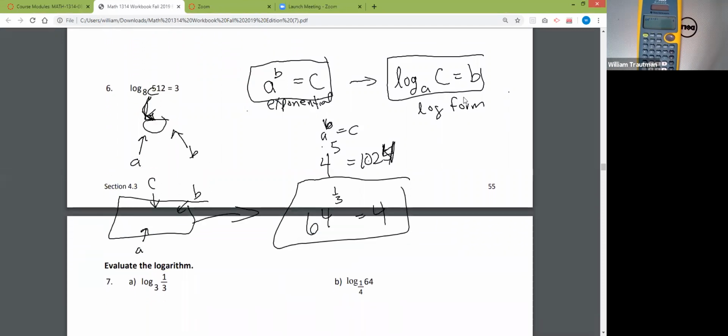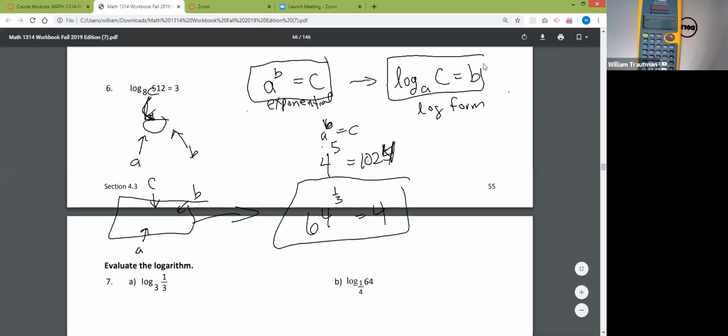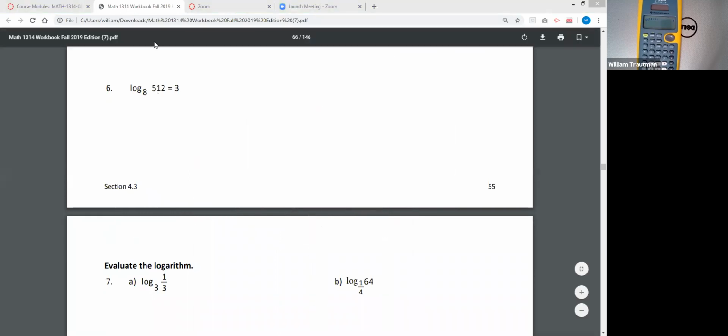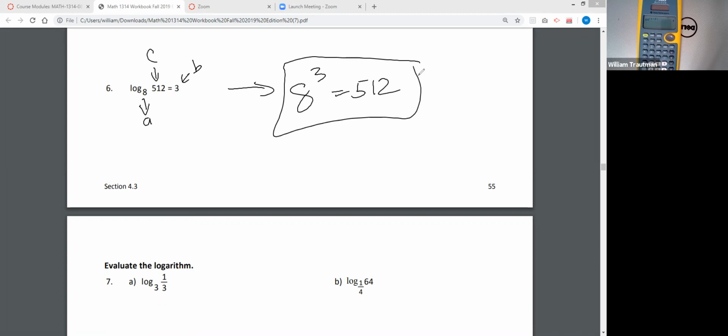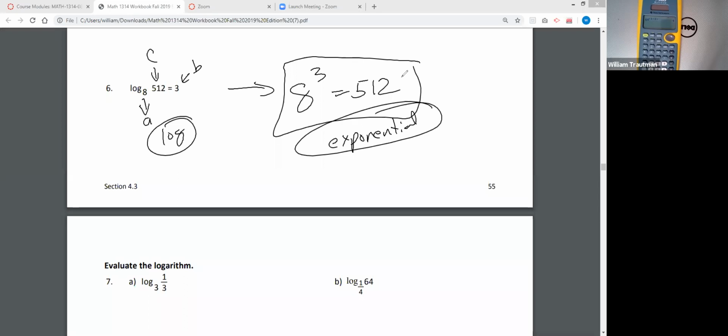All right, let's try number 6. And I think we have quite a bit today. Number 6, changing the form. There's A, there's B, and there's C. 8 to the 3rd power equals 512. That's it. Just change it to exponential form. Log form, exponent form. Anybody have any questions? Don't forget just to step in, yell it out.